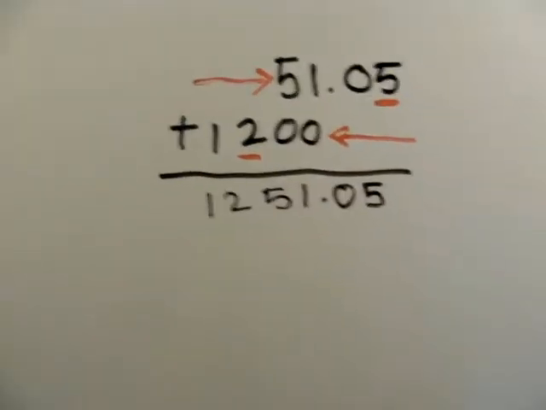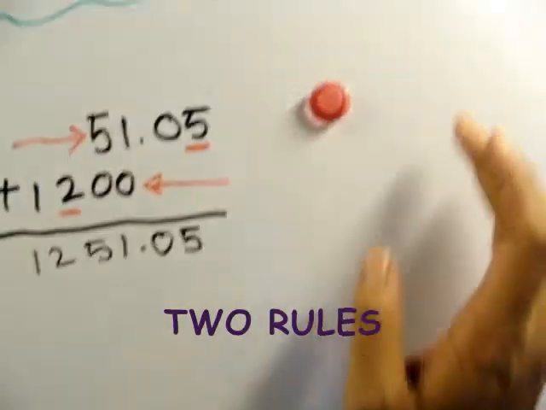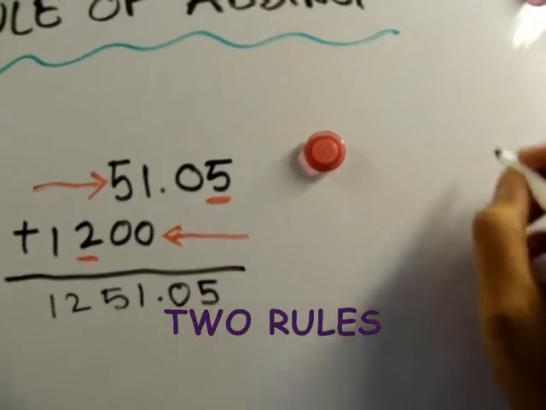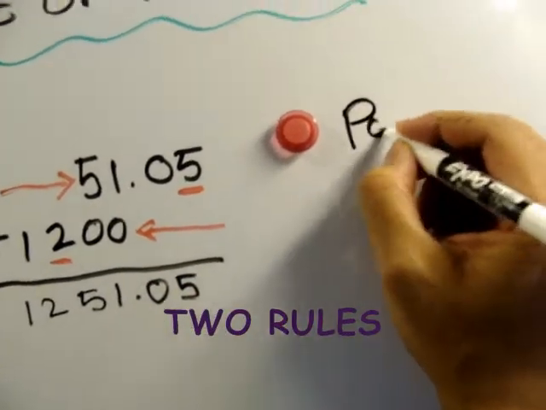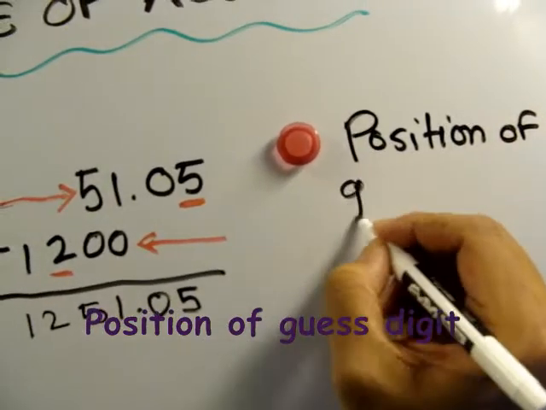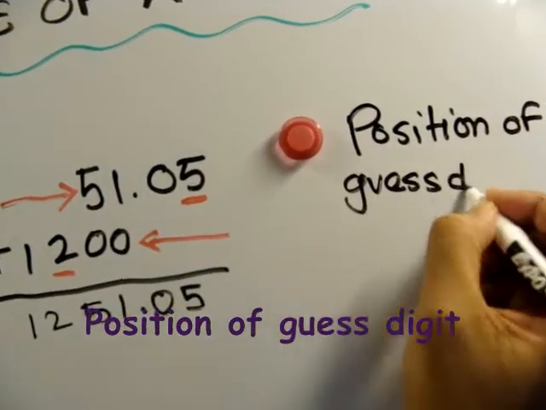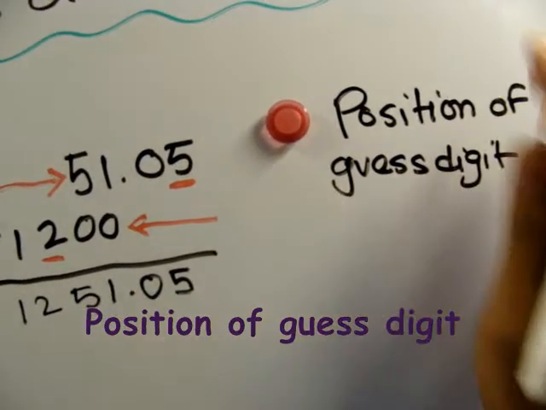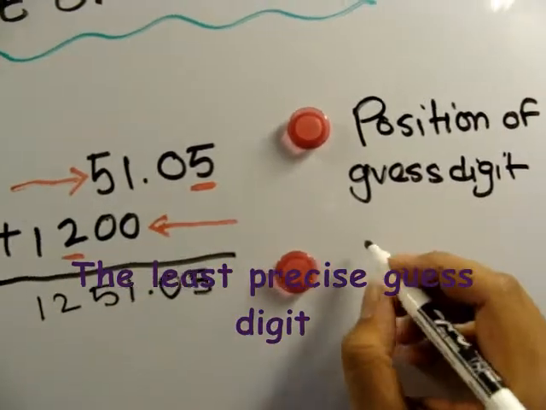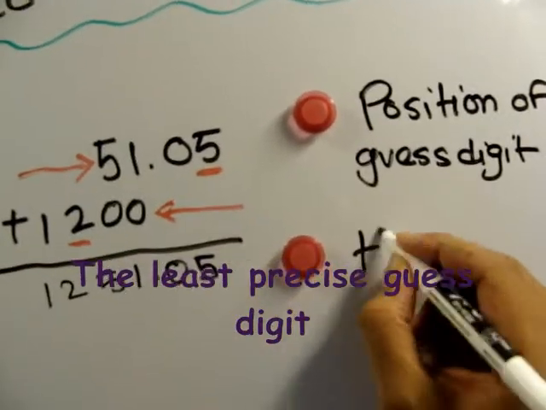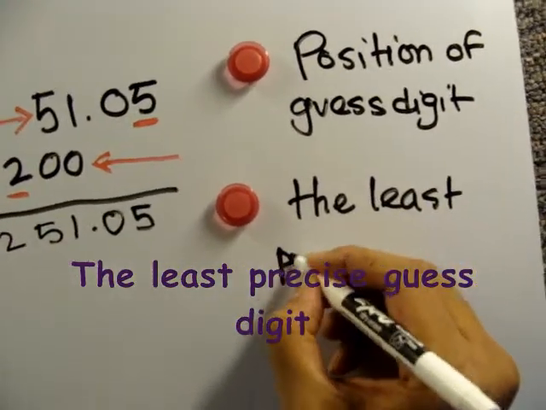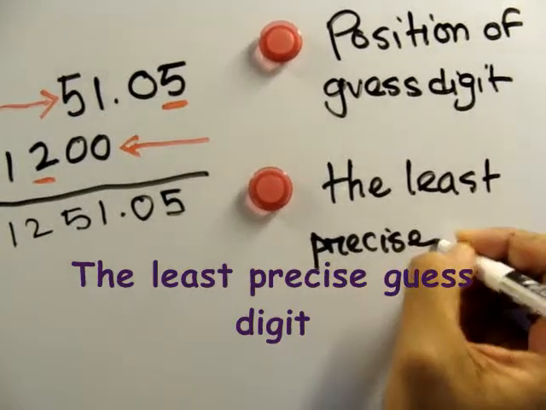Now there are two rules that we have to follow when doing the rules of addition. The first is the position of the guess digit, so we look at the position of the guess digit for both numbers. The second rule that we have to follow is the least precise number, the least precise guess digit. Which guess digit is the least precise?